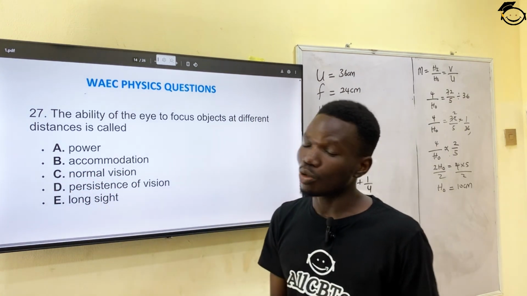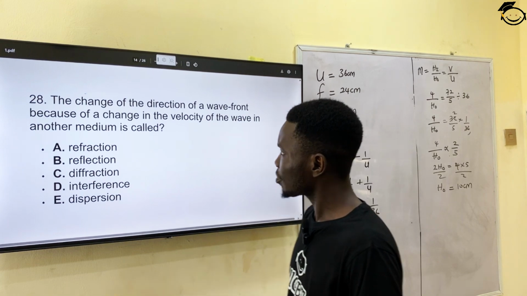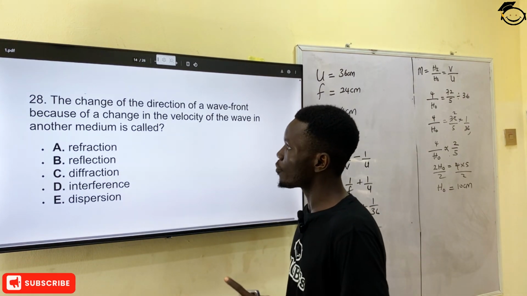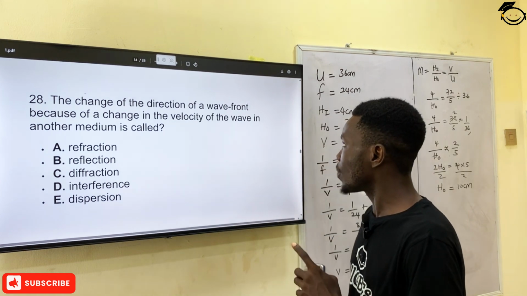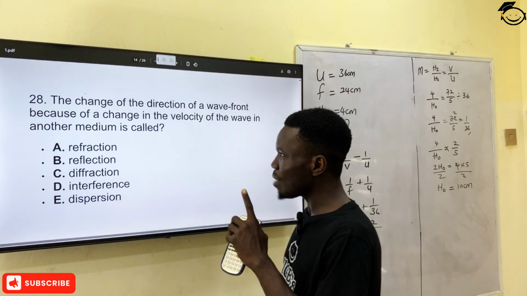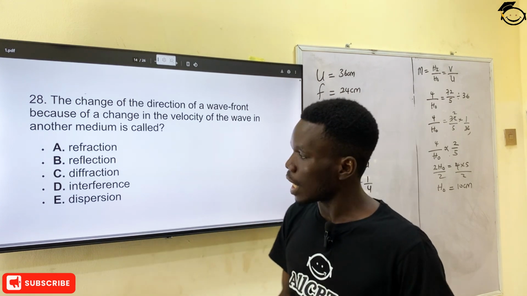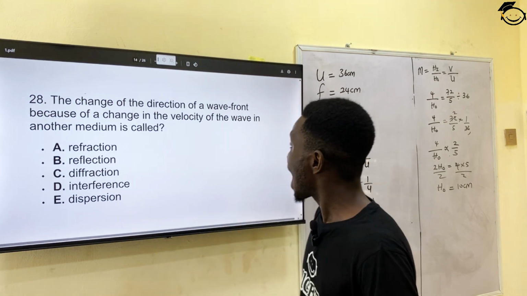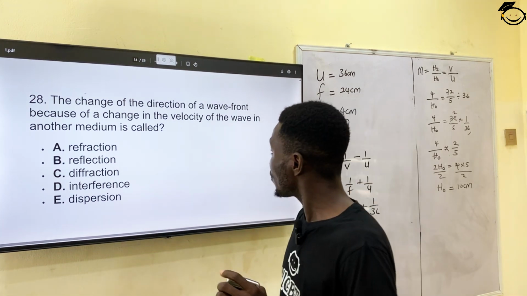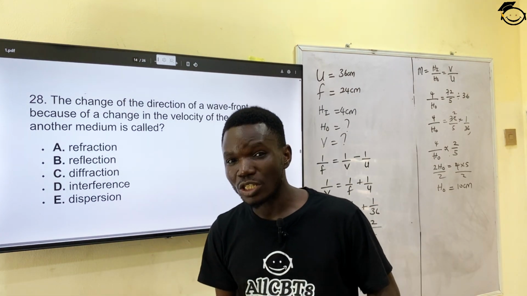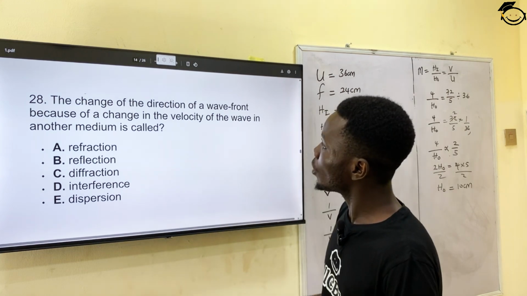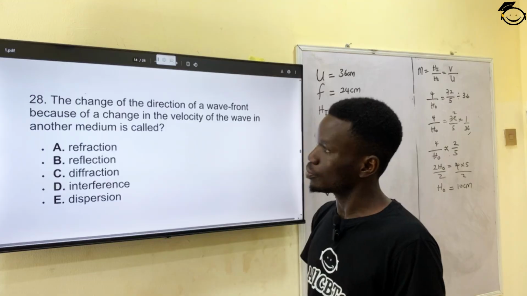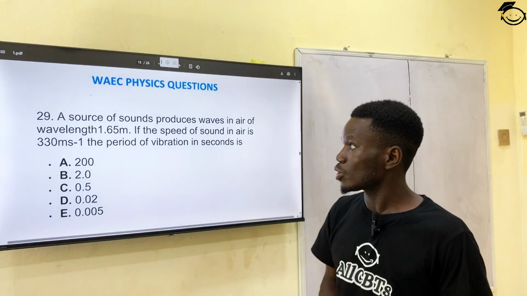So that takes us to question number 28. Question number 28 says the change of the direction of a wave front because of a change in the velocity of the wave in another medium is called dash. So whenever a wave travels from one medium to another and there's a change in the velocity of the wave and the wave changes direction, it is called refraction. So the correct answer there is option A, which is refraction.